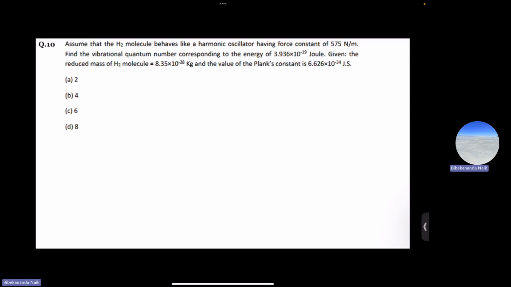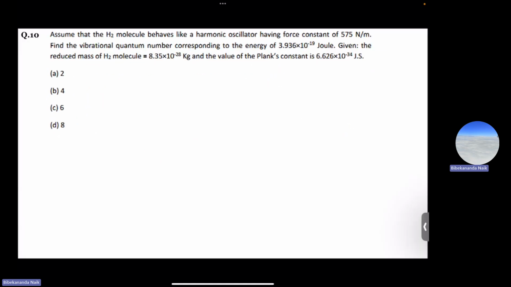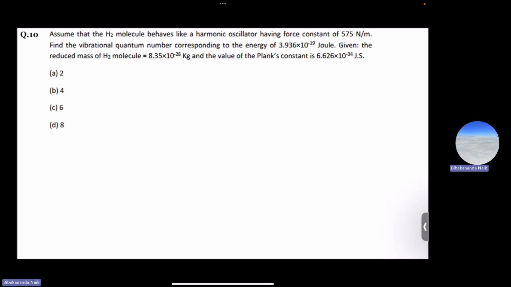Now we'll move to question number 10, which is the last question of today's interaction session. And it says, assume that the H2 molecule behaves like a harmonic oscillator having force constant of 575 Newton per meter, and find the vibrational quantum number corresponding to the energy 3.936 into 10 to the minus 19 joule, given that the reduced mass of hydrogen molecule is 8.35 into 10 to the minus 28 kg, and the value of Planck's constant is 6.626 into 10 to the minus 34 joule second.